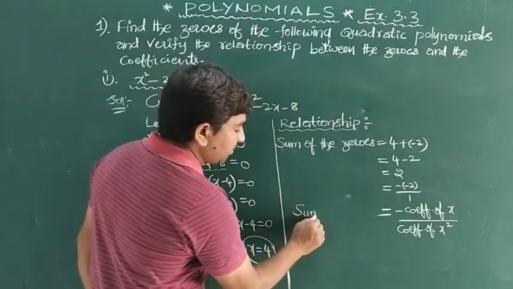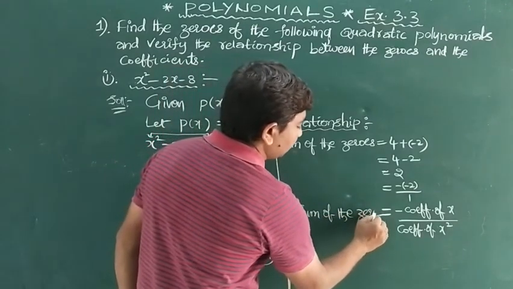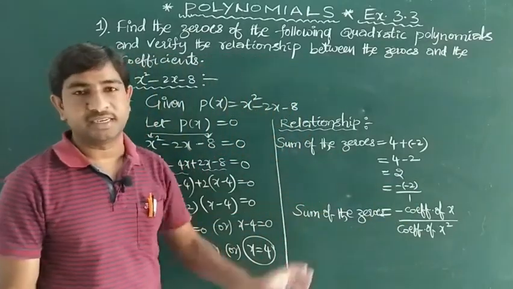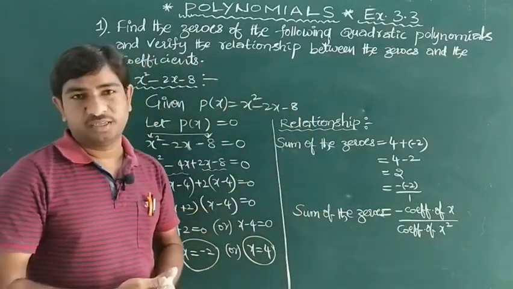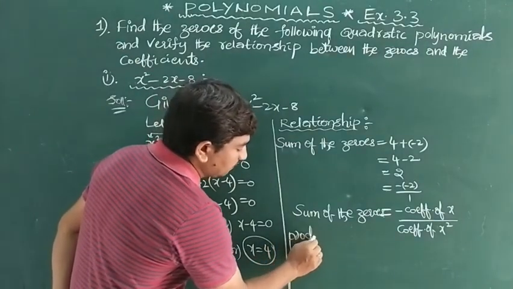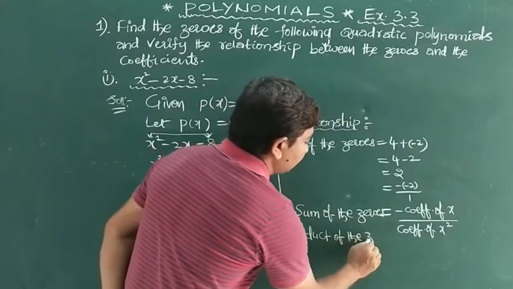So the sum of the zeros, that is the relation. Now we can consider the product of the zeros.